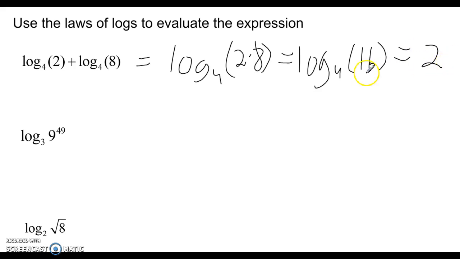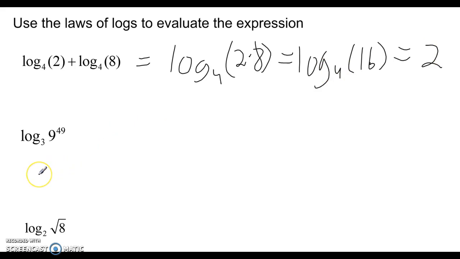And it kind of made it easier to push it together, because log base 4 of 2 is not an easy one to do in our heads. Log base 4 of 8, not easy to do in our heads. But if you put it together, 2 times 8, 16. Oh yeah, log base 4 of 16 is 2.